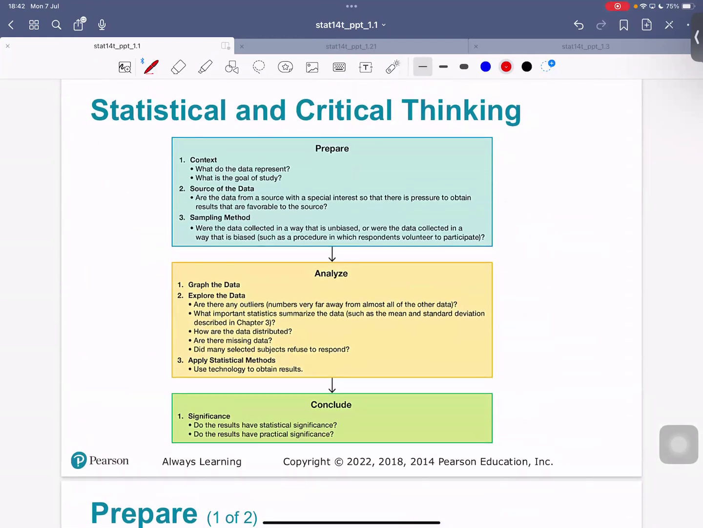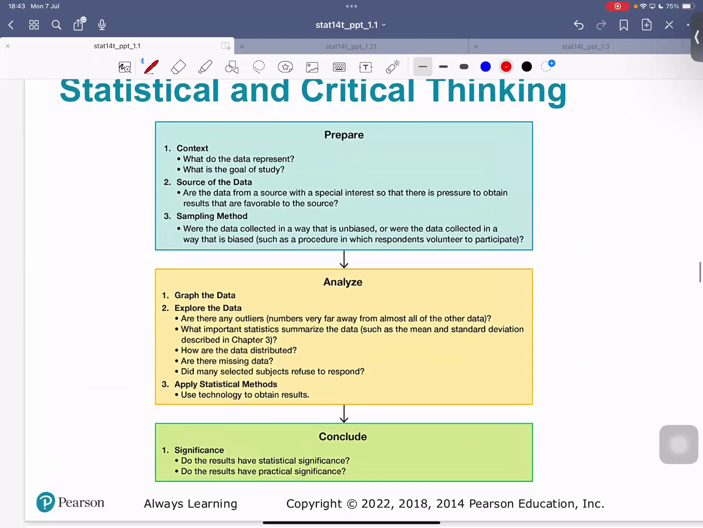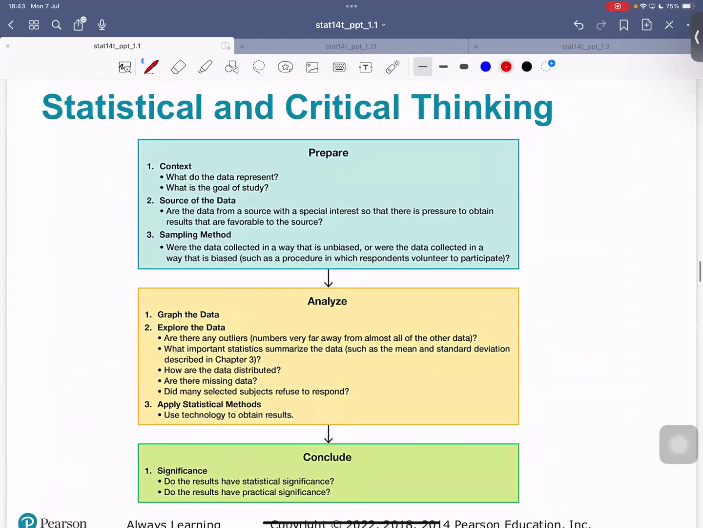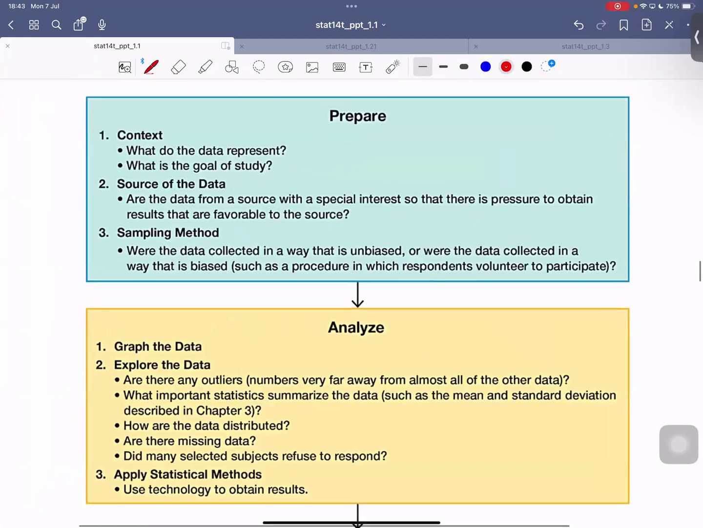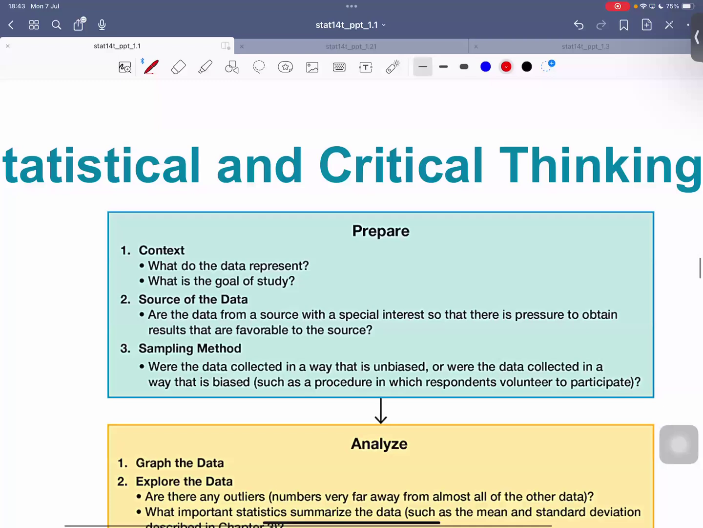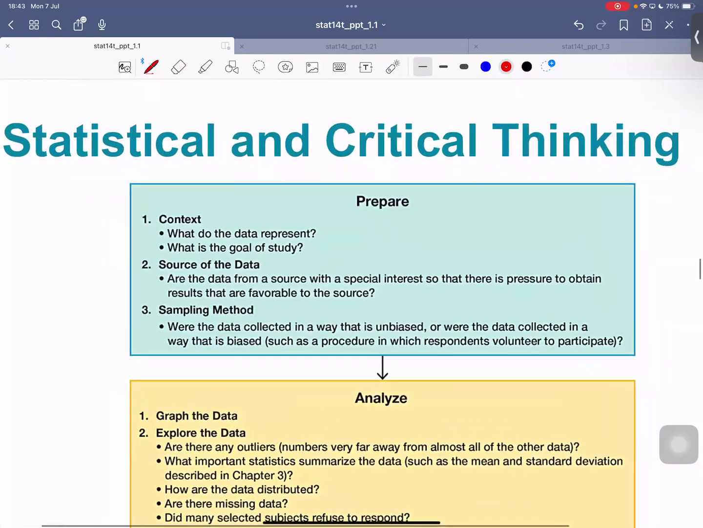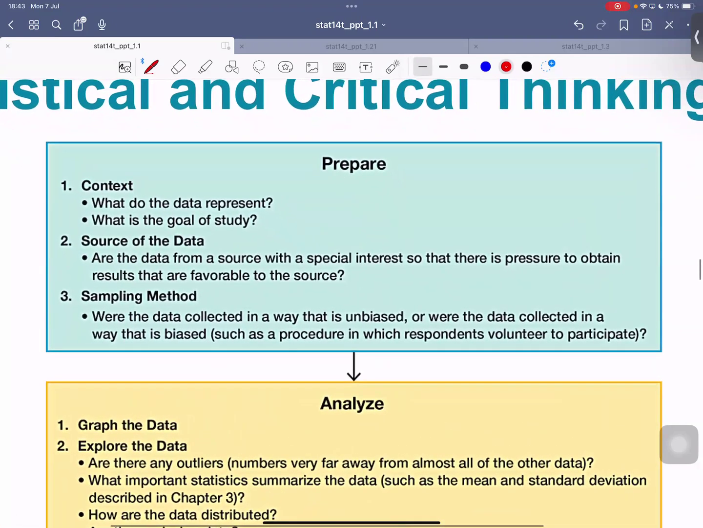Statistical and critical thinking. I'm going to zoom in a little bit. Can you see it from the back, Chelsea? No, right? Okay, because this slide is a little bit weird. It's very small. For statistical and critical thinking, any question, Brian? I was trying to figure out where the PowerPoint presentation was. Oh, okay. It's in module 1. Yes.